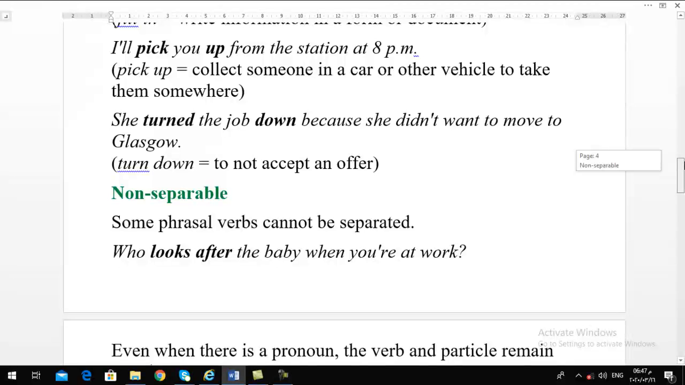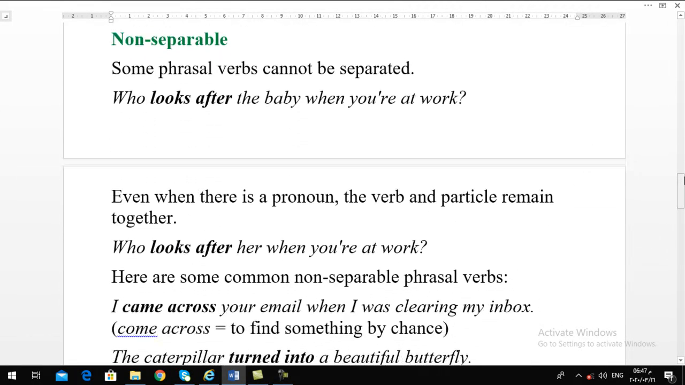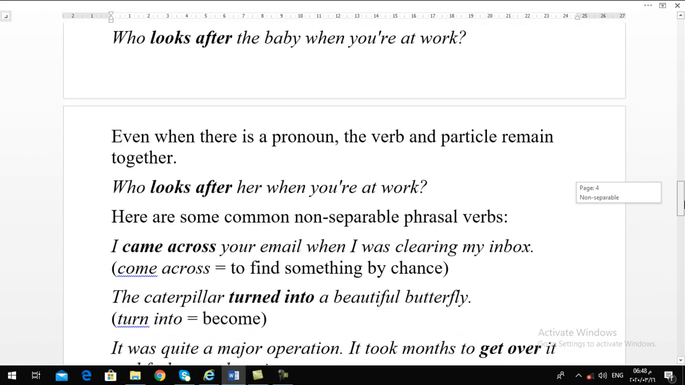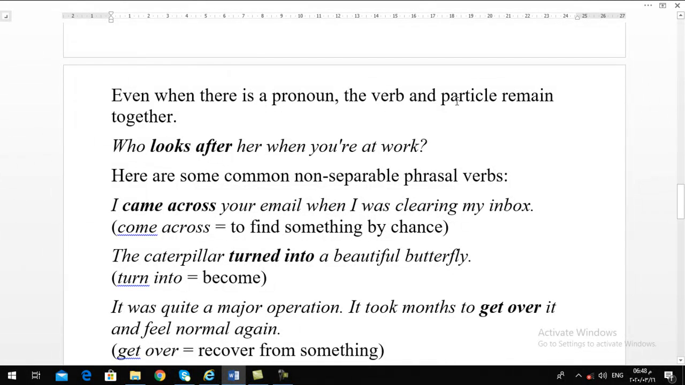But what about non-separable? Some phrasal verbs cannot be separated. Who looks after the baby? Can I say who looks the baby after? No, this is wrong. Even when there is a pronoun, the verb and particle remain together. Who looks after her? Can I say who looks her after? No. Here are some common non-separable verbs.